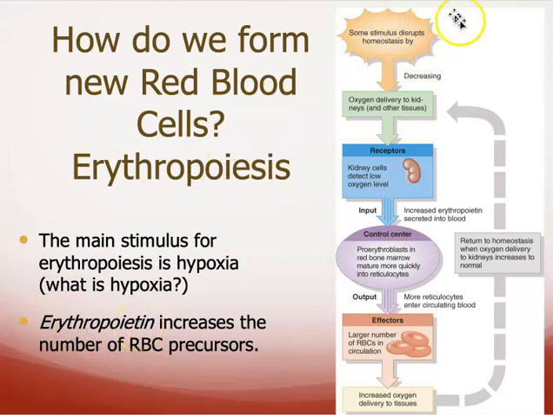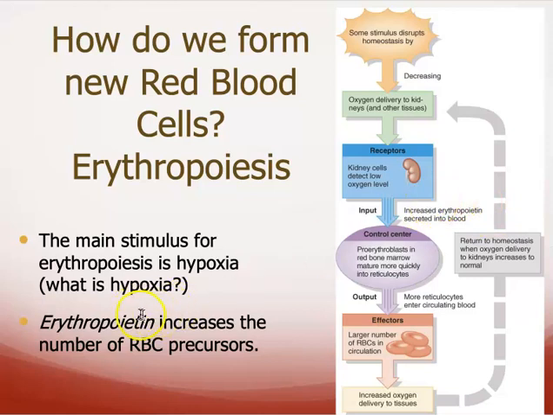So that's what this flow chart is showing you. Some stimulus is disrupting homeostasis by decreasing oxygen delivery to the kidneys as well as other tissues. Your kidneys, because their main job is to filter blood, actually have some special cells in them that are monitoring oxygen levels. We'll talk a little bit more about kidneys in another section. The kidneys are going to detect these low oxygen levels. They're going to send signals to the brain, letting you know that you have low oxygen levels, as well as increasing erythropoietin that's being secreted into the bloodstream.